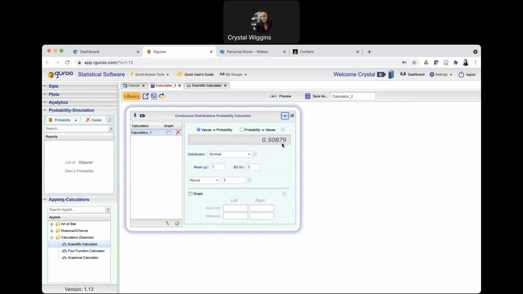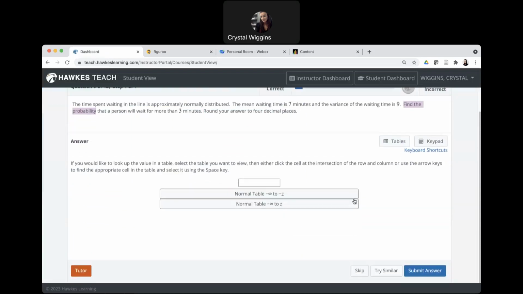If we were going to translate what we found, it would state that the probability that any randomly selected wait time would be more than 3 minutes is a 90.88% chance. Right, let's try another one.